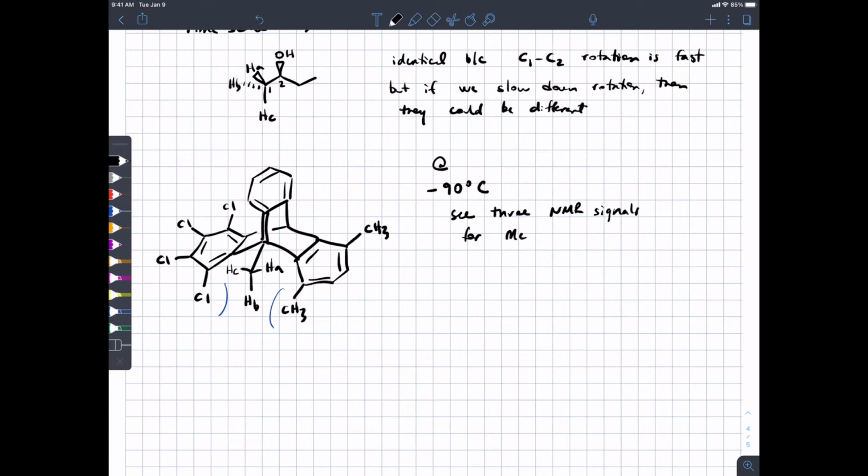for the methyl group, indicating that those methyl groups, those methyl protons, are now diastereotopic. They're different from each other.